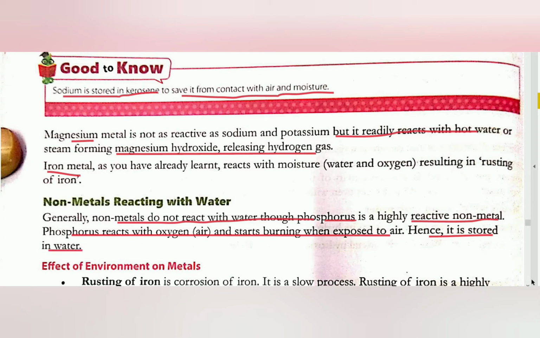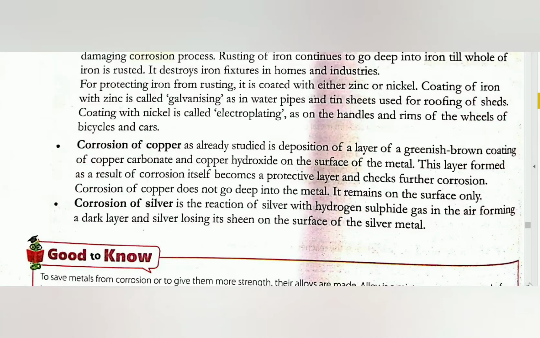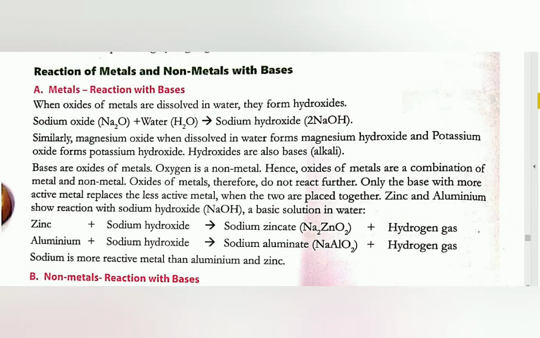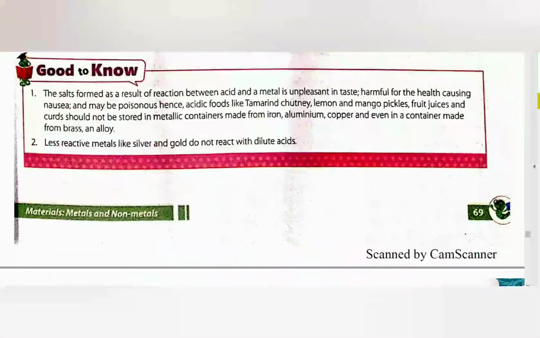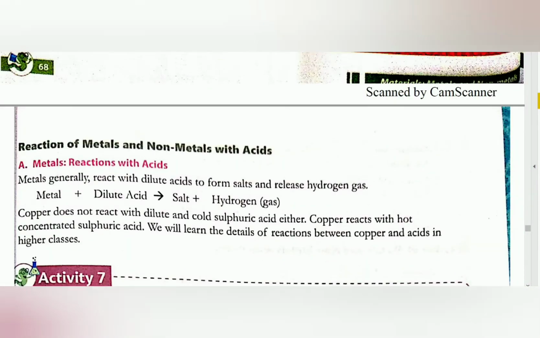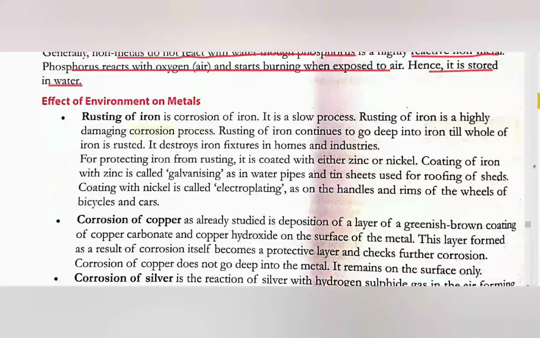Let's see some environmental effects on metal, like rusting of iron. Rusting of iron is a major problem. How is it a major problem? Governments spend so much money on rusting of iron, as it causes damage to iron.